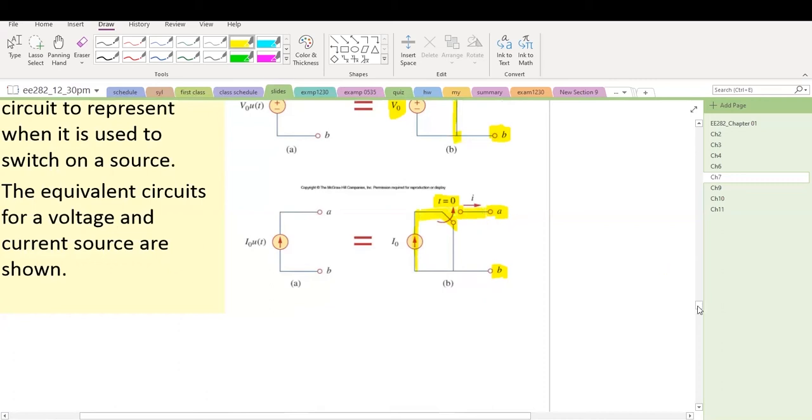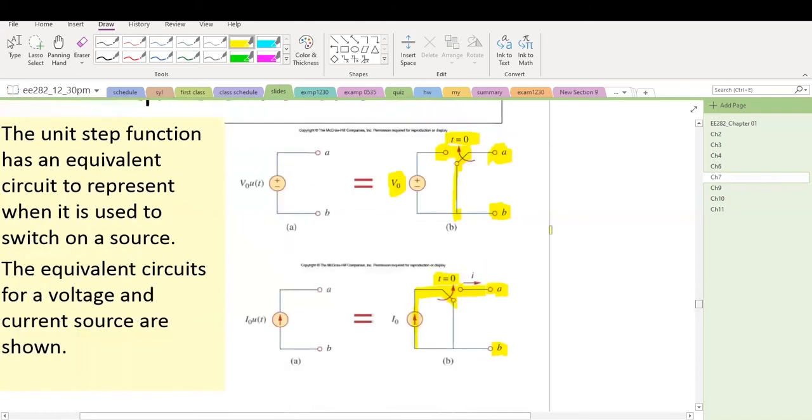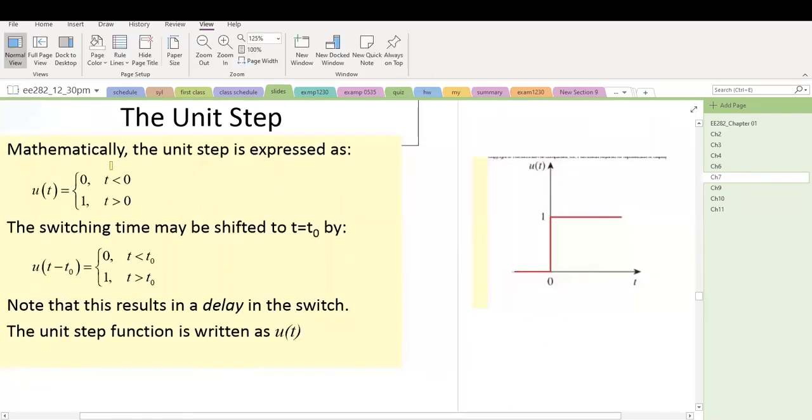So let's see how we describe these two scenarios mathematically. Describing them mathematically is very helpful to analyze circuits conveniently. Let's introduce the unit step function. This function has a singularity at time equals 0, u of t, so that's a unit step function. At t less than 0, that equals 0. At t greater than 0, that equals 1. At t equals 0, the value is not defined.